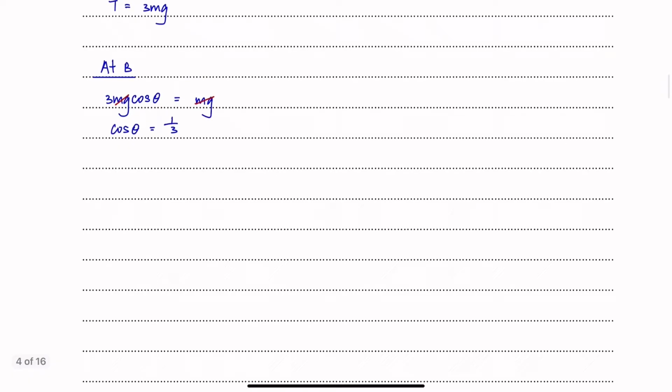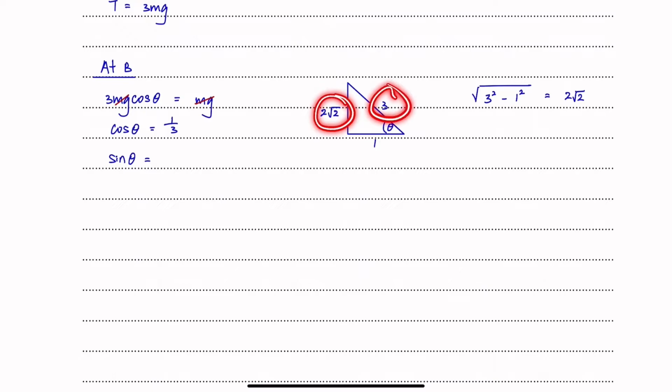So now let's find out what sine theta is. Let's say this is our theta. Cos theta equals 1 over 3. So what is this value here? We have the square root of 3 squared minus 1 squared, and we get 2√2. So this value here is 2√2. And sine theta is opposite over hypotenuse, which is 2√2 over 3. Alright.